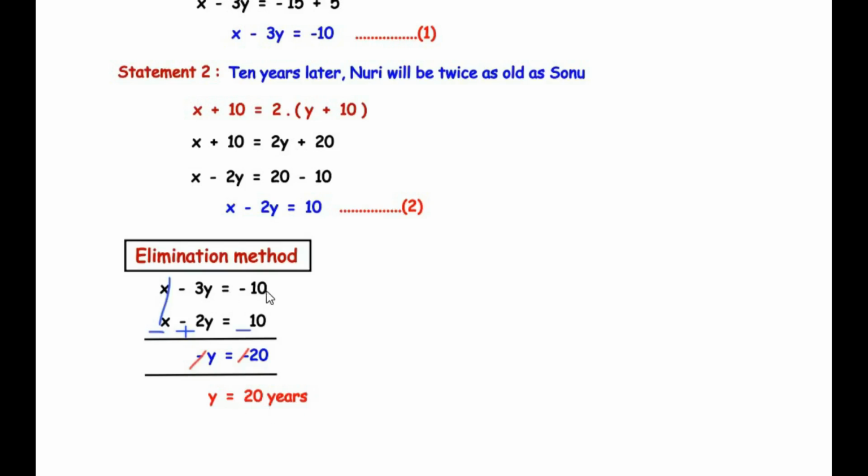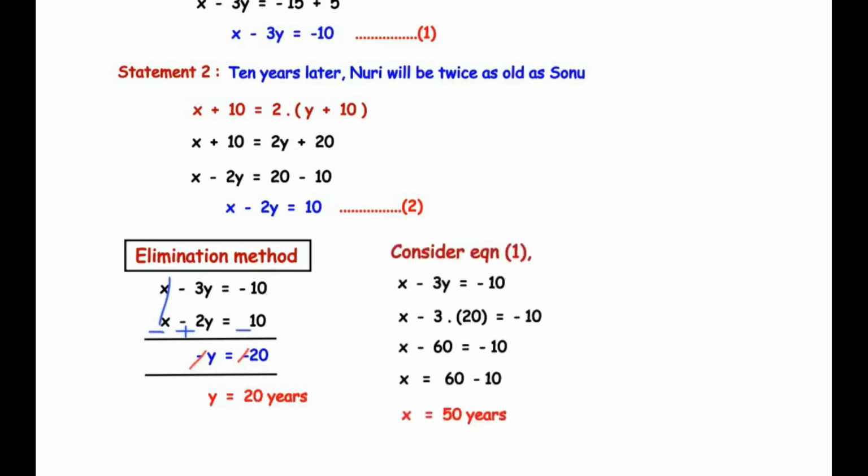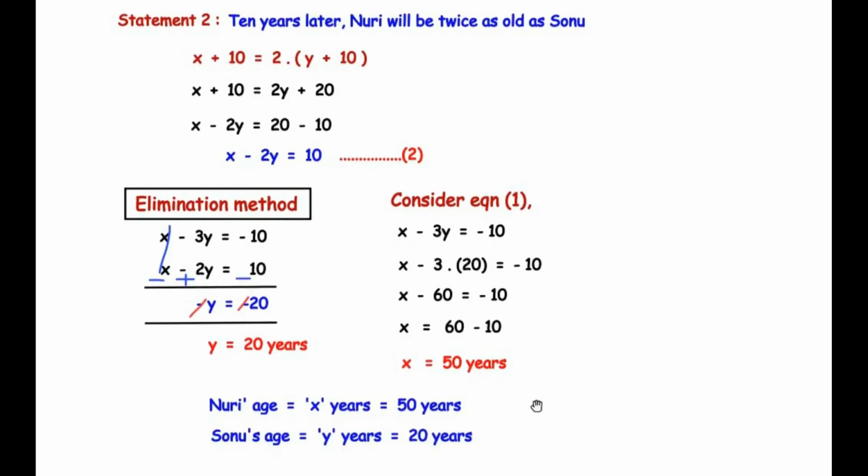Now let us use equation 1 to find out the value of x. So consider equation 1, that is x minus 3y equal to minus 10. Now plugging in the value of y as 20 here, we get x minus 3 times 20 is equal to minus 10. Now x minus 3 times 20 gives us x minus 60 is equal to negative 10. Now taking negative 60 on the right hand side, we get x equal to 60 minus 10, giving us the value of x as 50. So here we got the value of Nuri's age, that is present age, as 50 years and Sonu's age as 20 years. So this is our answer.